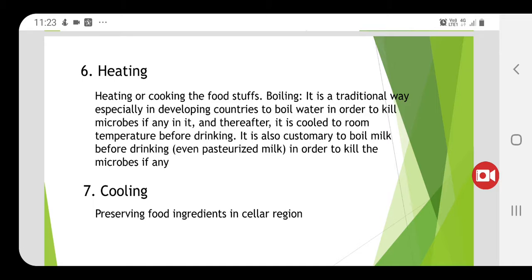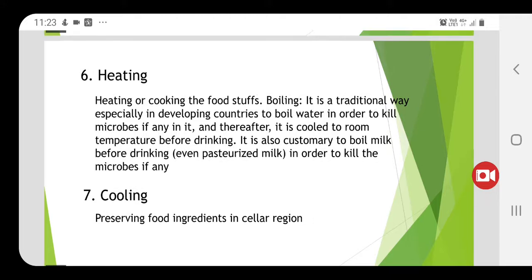It is also customary to boil milk; otherwise, if we don't boil the milk and keep it just like that, it will spoil. If you boil or pasteurize it, we can keep it for 1 day. If it is kept in the refrigerator, we can keep it for 2-3 days or more. So in order to kill the microbes or hinder the growth of microorganisms, we boil the milk or the foods. So that is one method.